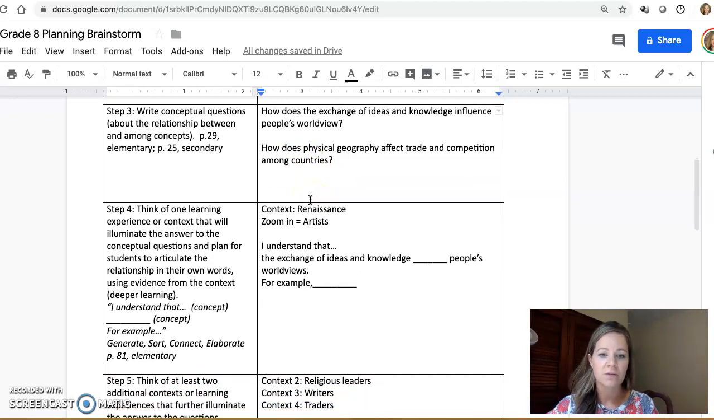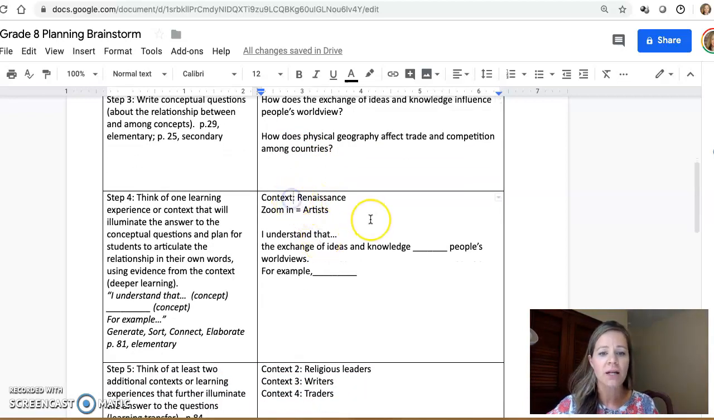And then going to the context, what are my fact-rich examples that are my learning experiences that are going to illuminate the answer to that question? Again, always grounding in the learner outcomes. My context in this case is the Renaissance. And maybe I'll zoom in on artists. How does the exchange of ideas among artists influence people's worldview?